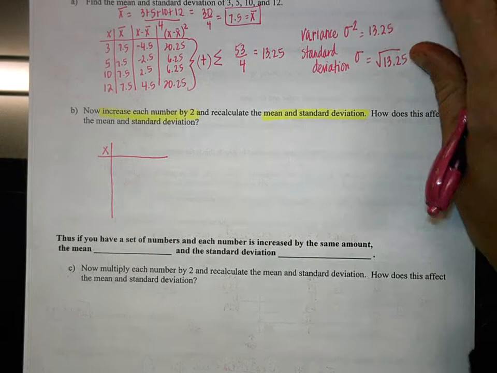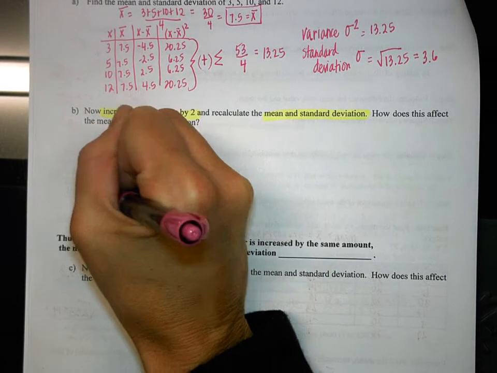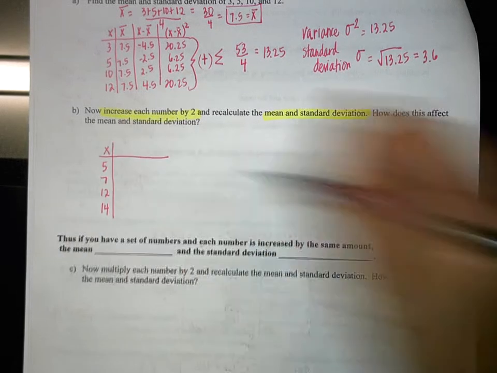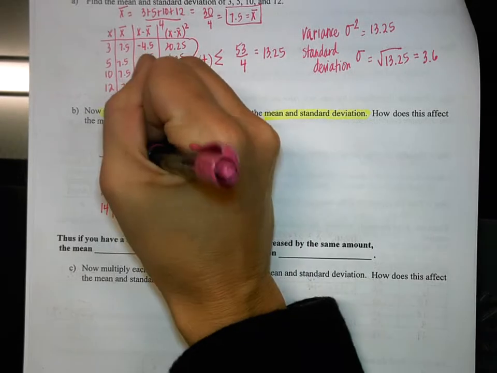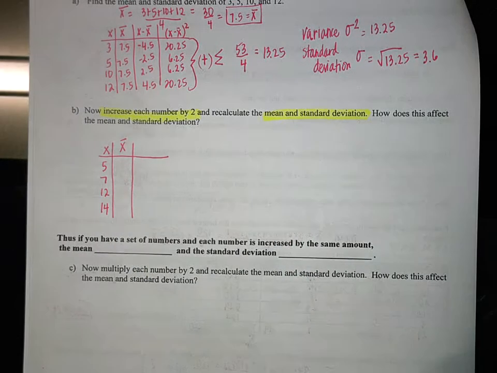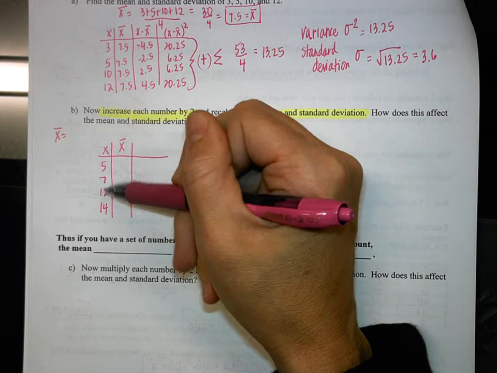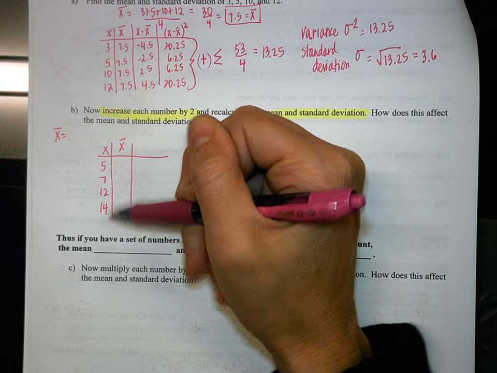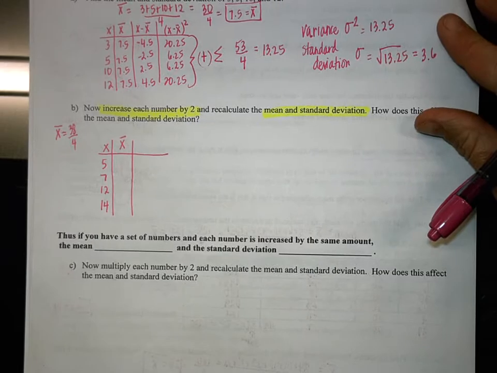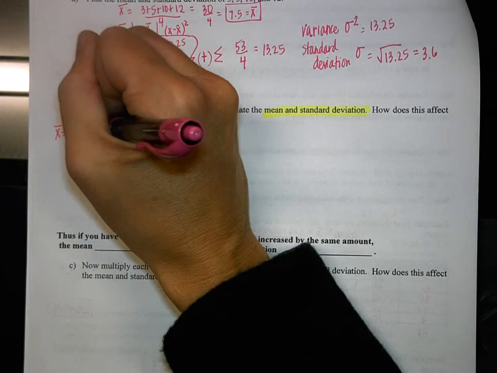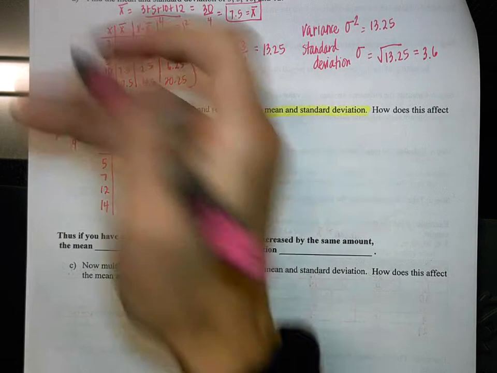So 3 plus 2 makes 5, 5 plus 2 is 7, 10 plus 2 is 12, and 12 plus 2 is 14. Now we need to find our new mean. We find our mean by adding everything up. So here to the side, I'm going to put the mean. We add these up. So 5 plus 7 plus 12 plus 14 is 38, divided by 4, which is what? Good. So 9.5 is my mean value. So next to each of my numbers here, I'm going to write my 9.5.